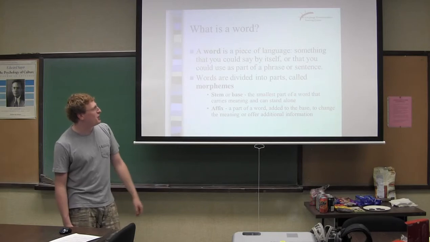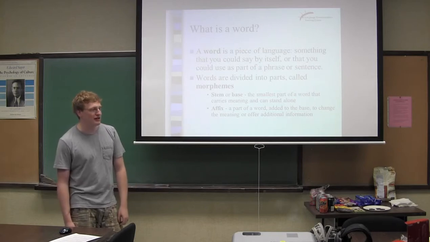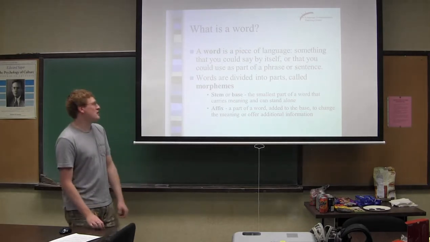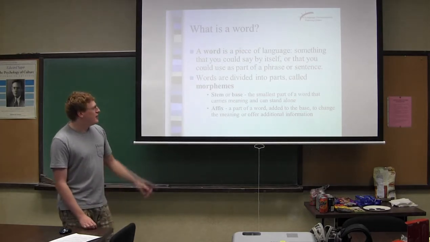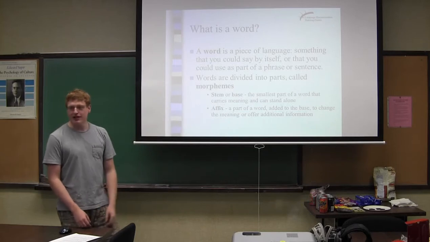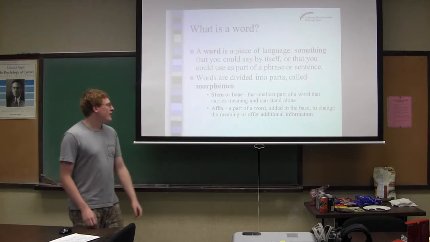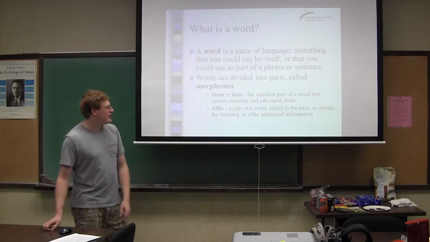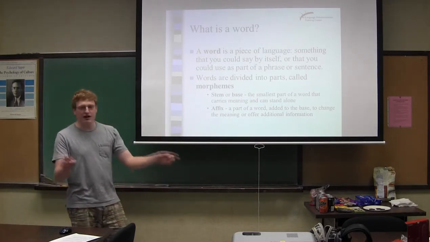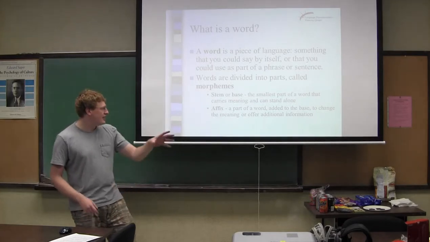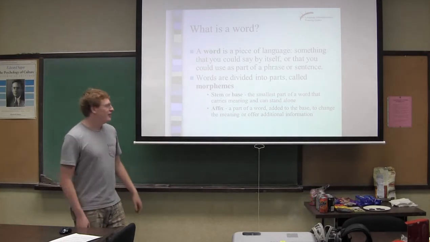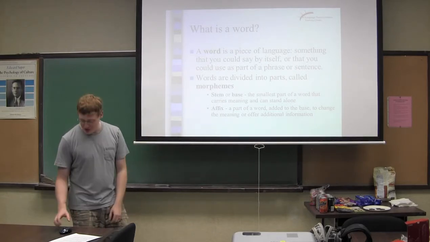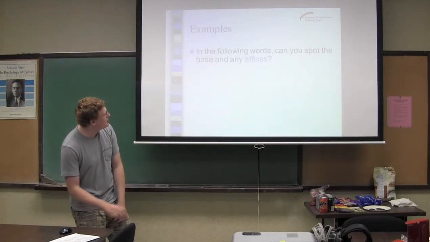Something you could say by itself, or that you could use as part of a phrase or sentence, like a complete utterance almost. It's like the most minimal complete utterance, perhaps something could be a word. All right? But we divide them into smaller bits, and those bits are called morphemes. So we have stems and bases, which is sort of the smallest part. We'll look at a stem or a base here in a minute. And then we have stuff that we stick onto the stem and the base, affixes. They go in the beginning, the end, the middle. They can go all sorts of places, around. They change the meaning and help us do new stuff to our bases and our stems.